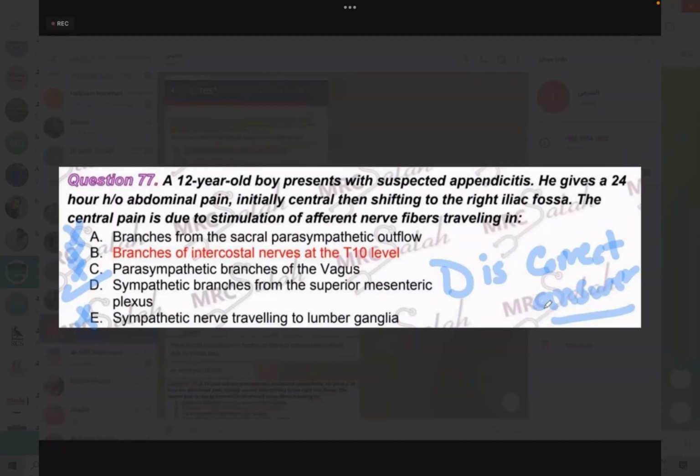No. The answer is that sympathetic branches from the superior mesenteric plexus will enter at the level of T10.